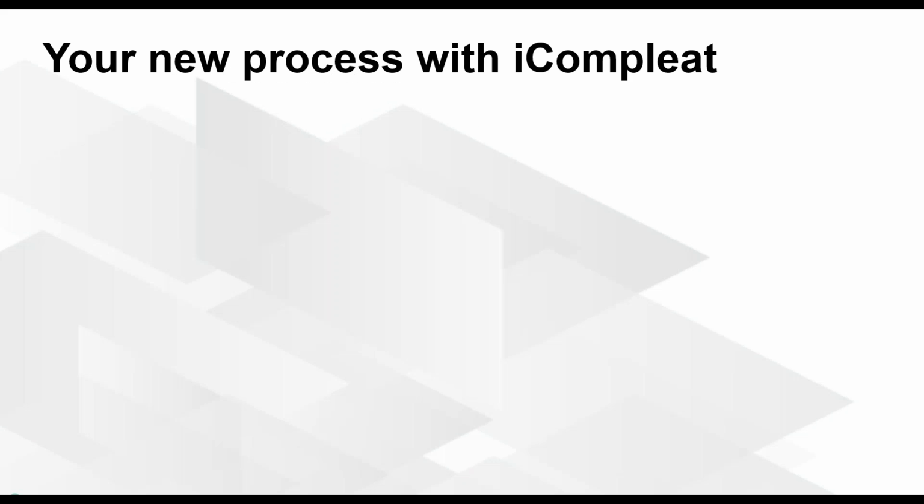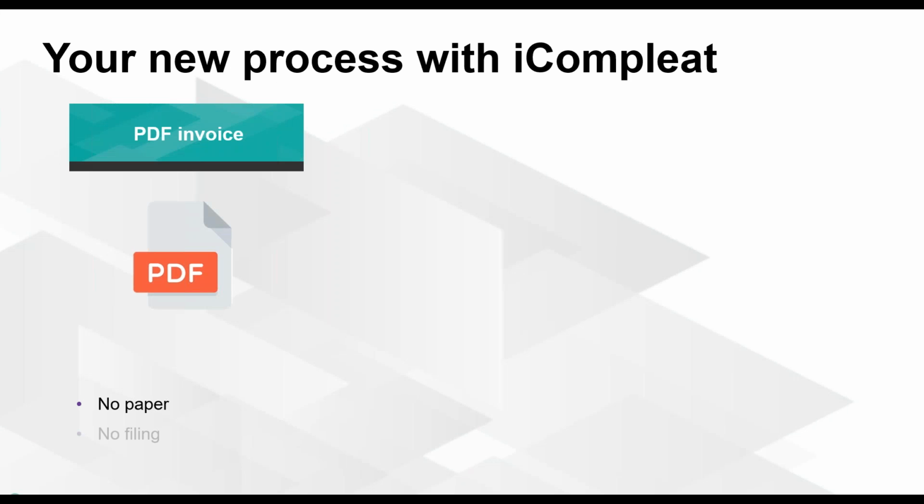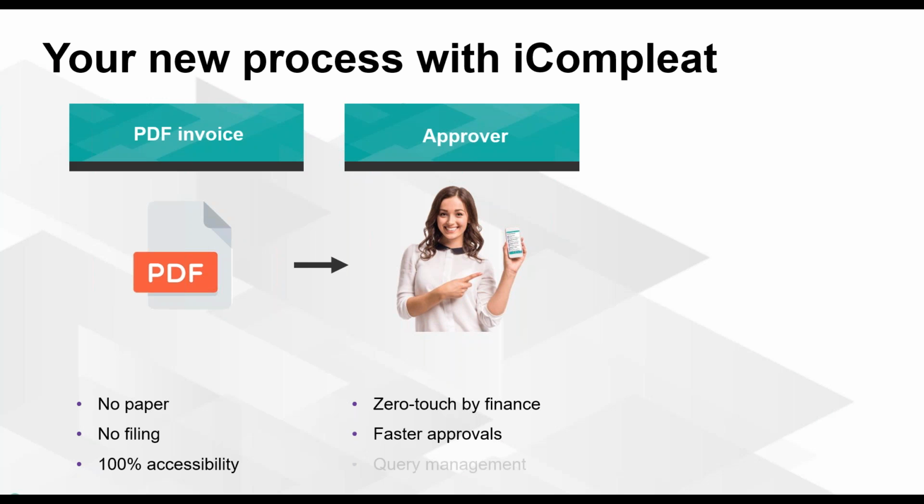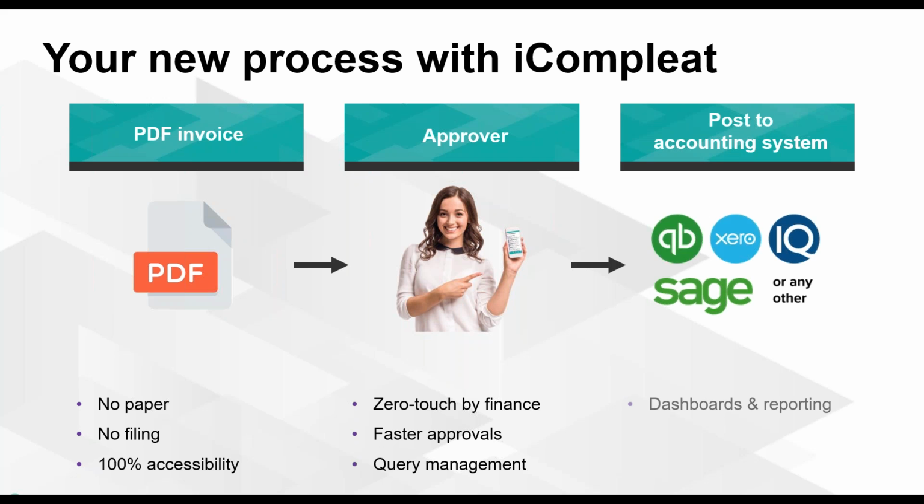So taking that into account, your new process could look as simple as this. PDF invoices are received and defaulted. They're sent directly to the appropriate approver for them to view online or on our mobile approvals application. And on approval, they're posted straight into your accounting system.